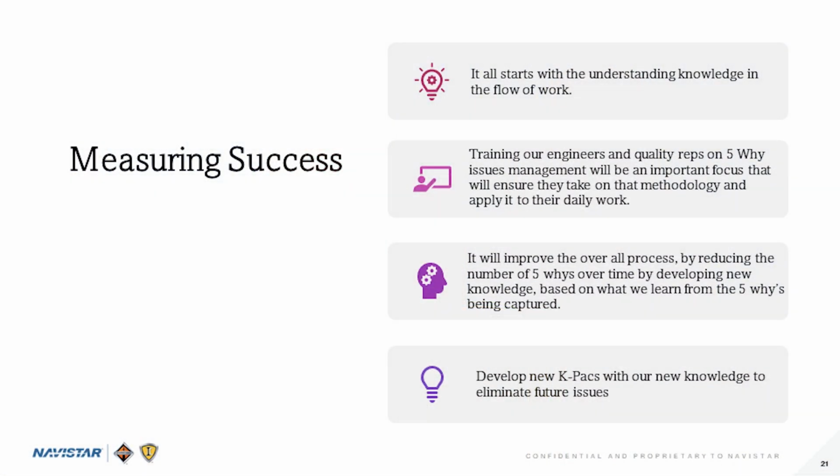So, measuring success. It all starts with understanding the knowledge and the flow of work. We've heard that a lot here the past couple of days, and measuring the success of this new 5 why process and ultimately the training program effort across the three functions of engineering, manufacturing, and quality is very important. During all of the meetings that we captured, it was always brought across that we need to make sure that the knowledge we have, when we find the issue, is applied, and applying it is really how we fix it.